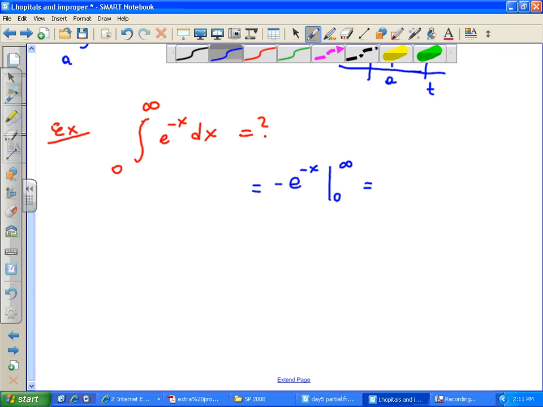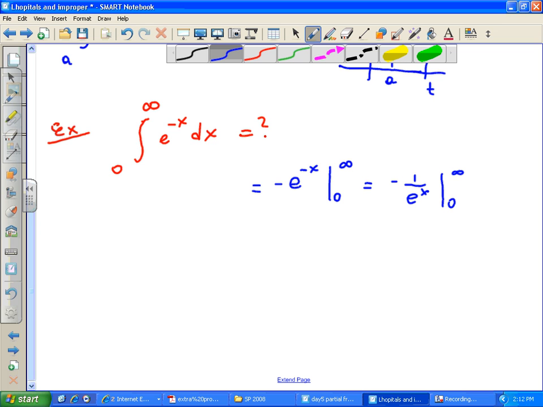It might help to rewrite it as follows. This is negative 1 over e to the x, right? It helps to rewrite it like that and look at the limits one more time. And remember, anytime I have an infinite limit, what I really mean is take the limit as x goes to infinity. So in this case, looking at the upper limit of integration, where does this quantity approach as x approaches infinity? Where does 1 over e to the x approach?